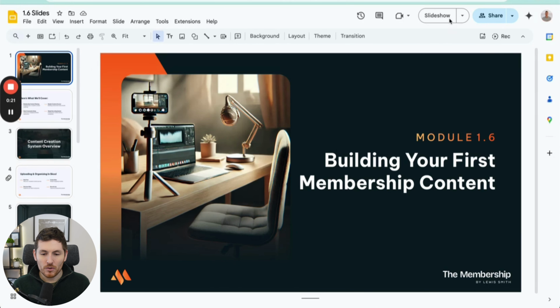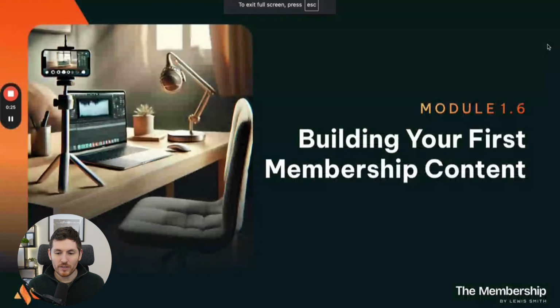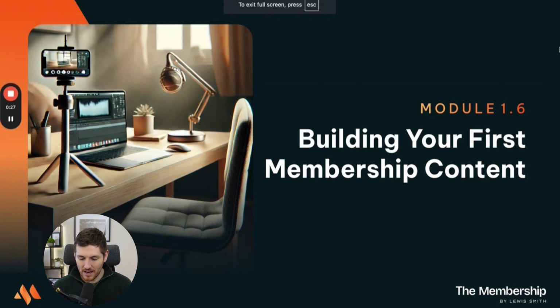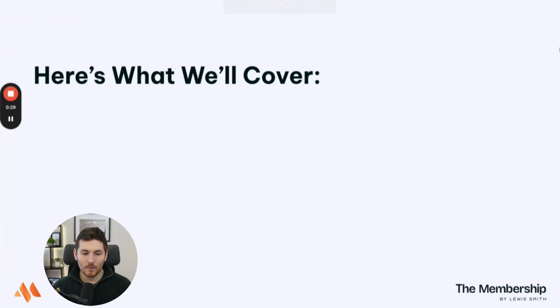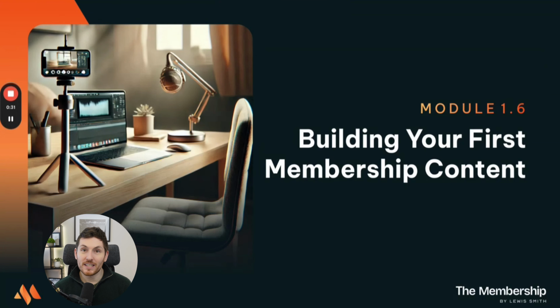I might go to slideshow, which you can click to make it go full screen. I have my mouse off to the side, and then I just use the buttons on my keyboard, the right arrow to go to the next slide and left arrow to go back a slide if I need to. So I'll say, hello and welcome to module 1.6. This one is about building your first membership content. So let's get into it.